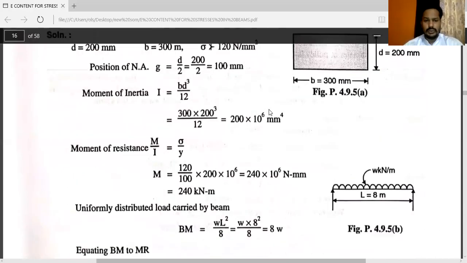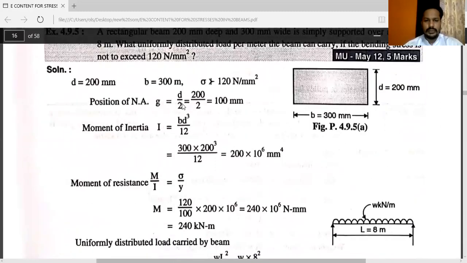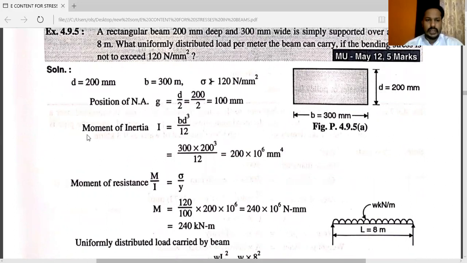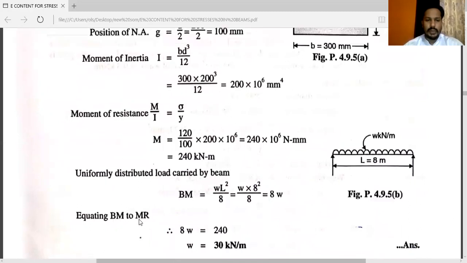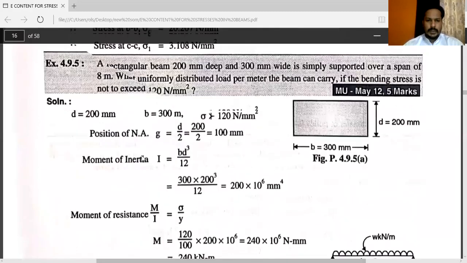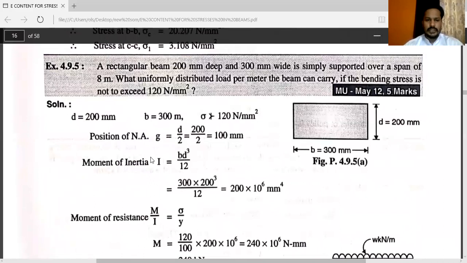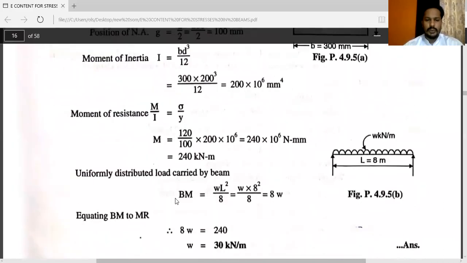To calculate the value of W, the first step is to locate the position of neutral axis. The next step is to calculate the moment of inertia, then to find the moment of resistance, then to calculate the maximum bending moment, and then we have to equate bending moment to the moment of resistance. You will get the value of W. It's a very important problem. Just by using formulas, we can find the value of W, that is 30 kilonewton per meter.